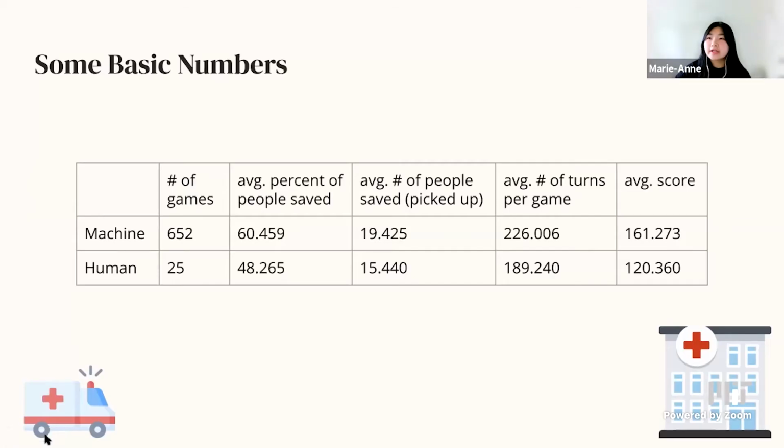So we collected data from 652 machine plays and 25 human plays. On average, the machines saved slightly more people, and this resulted in their higher average score. And the machines also had more turns per game, meaning that they lasted longer than the humans. However, this could also be because the machine will sometimes choose to fetch batteries that are closer rather than going to a person who might be farther away.